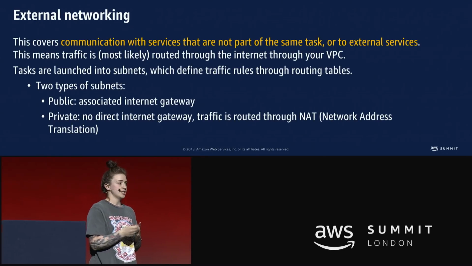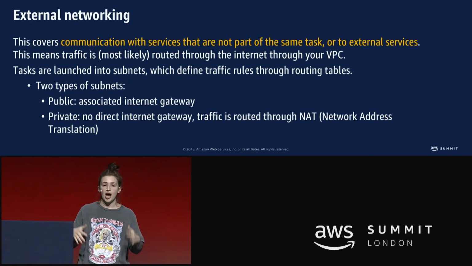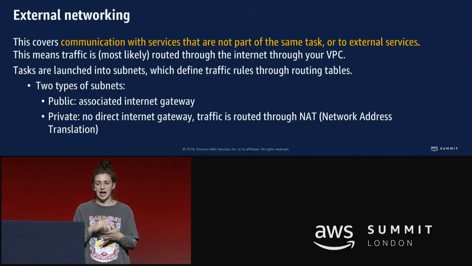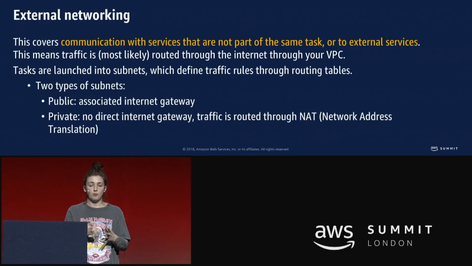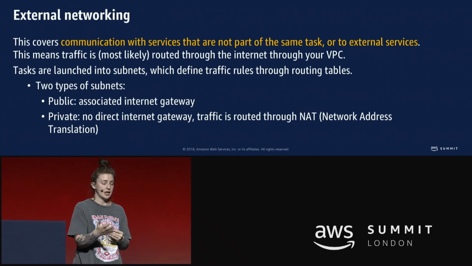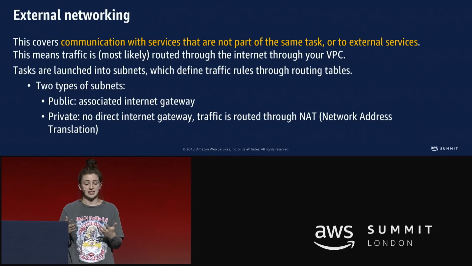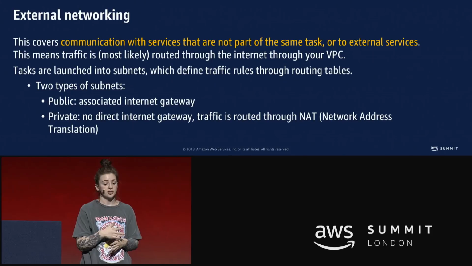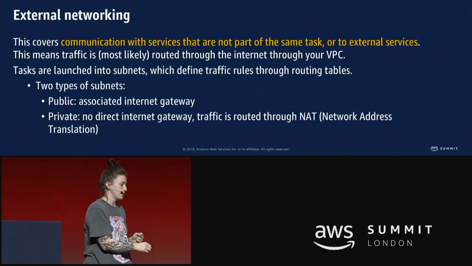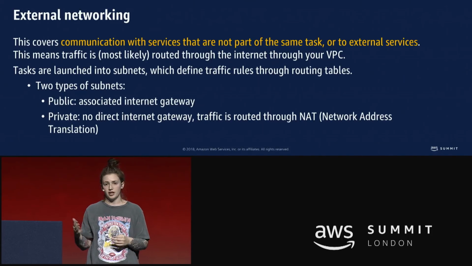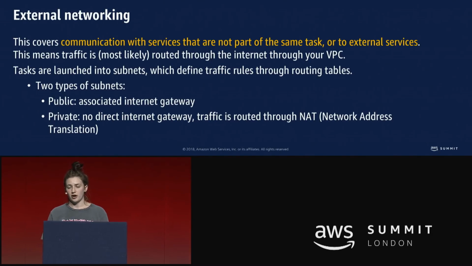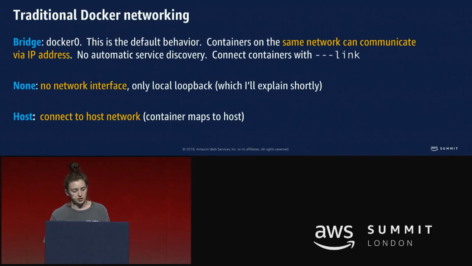External networking means how do I communicate with services that are not part of that same host. So in ECS and Fargate, that means containers that are not part of that same task definition will be on different hosts. That also is the same way that you communicate with an external service like a database. So that means that traffic is most likely routed through your VPC and your subnet. You get two kinds of subnets, either public with an internet gateway or private with no internet gateway, which means that your traffic is routed through a NAT, so network address translation.